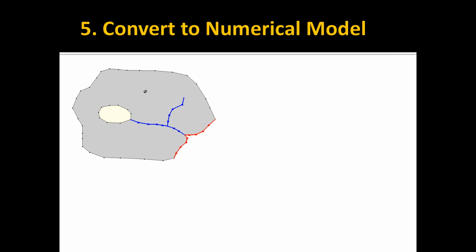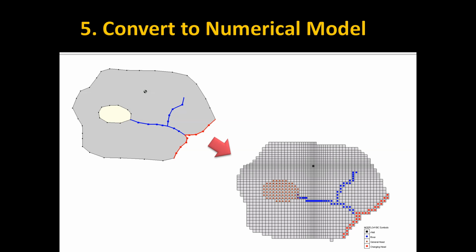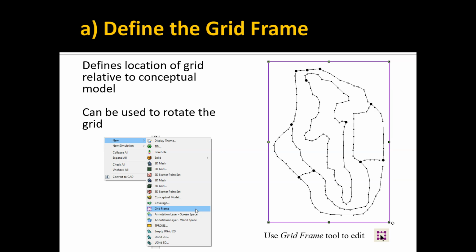Okay, so once you have built your conceptual model and have properly assigned the conductances, the next step is to convert that to a grid-based numerical model, and there are a few steps associated with that. The first thing we do is create something called a grid frame, and the grid frame defines the location of the grid boundary relative to your conceptual model.